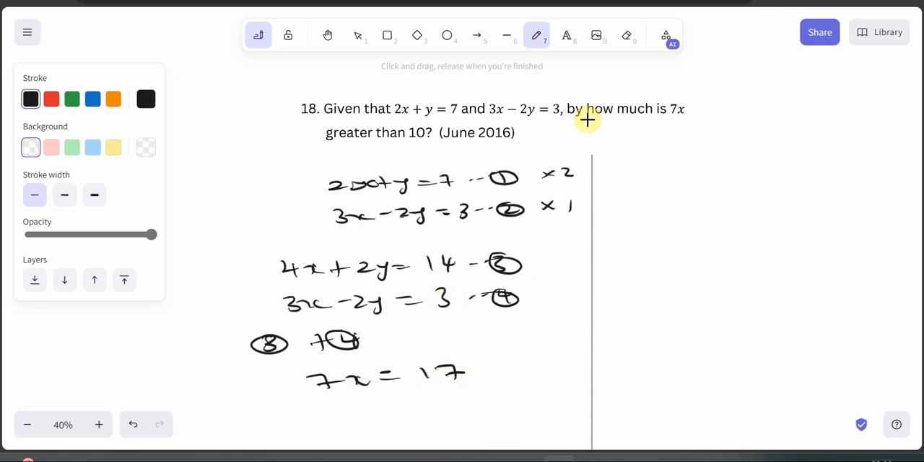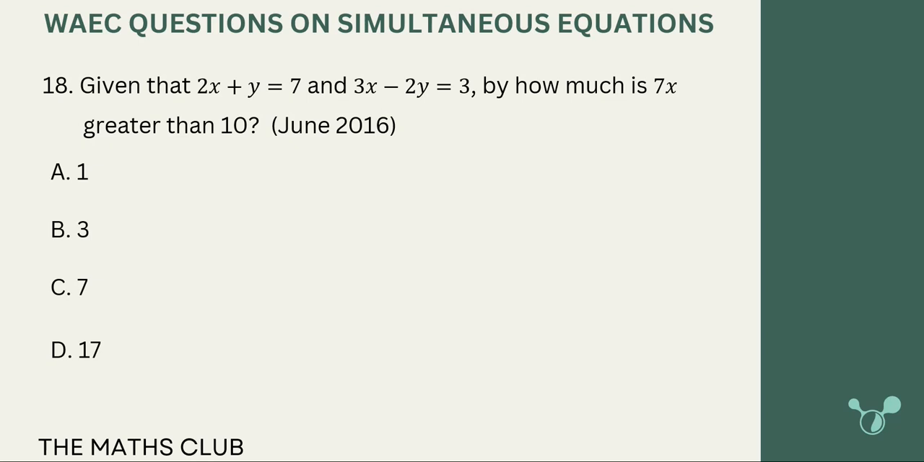It now says, how much is 7x greater than 10? Of course, 7x is 17, and 10 is 10. So therefore, it is how many? It is 7 more than 10. I don't know if you understand the drift here. That's basically what they're telling us to do. Let's see if our answer is correct. So that would be C.